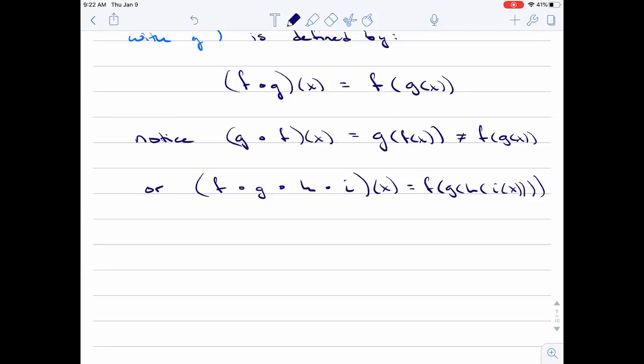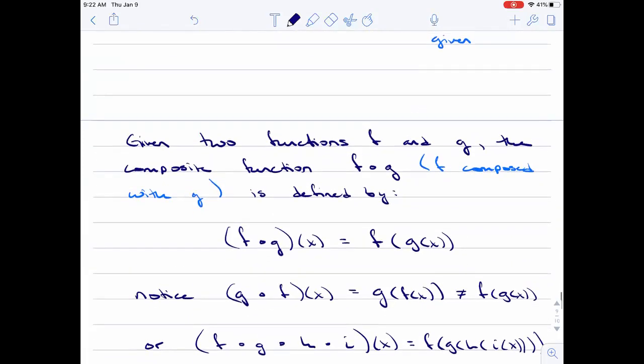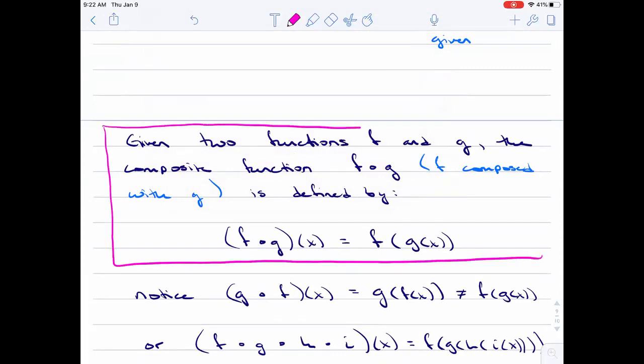So you can compose as many or as few functions, at least 2 though. All right. I will put a little pink square around this original one because function compositions are going to be pretty important.